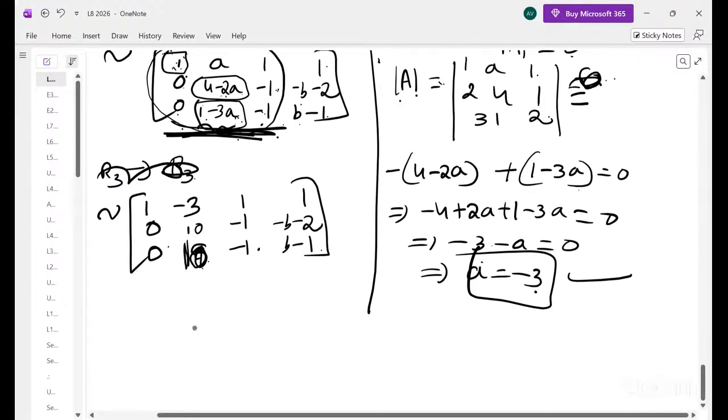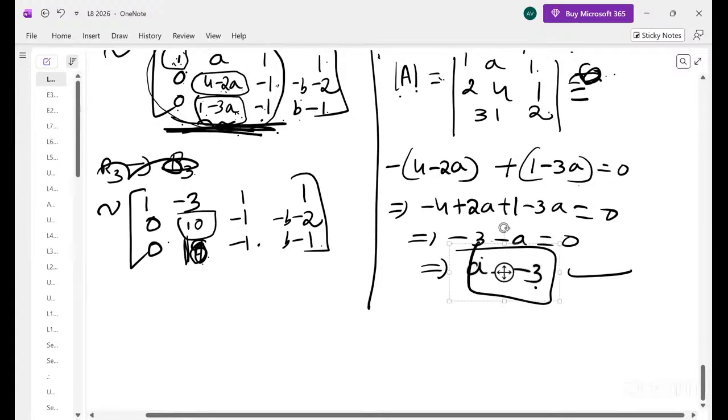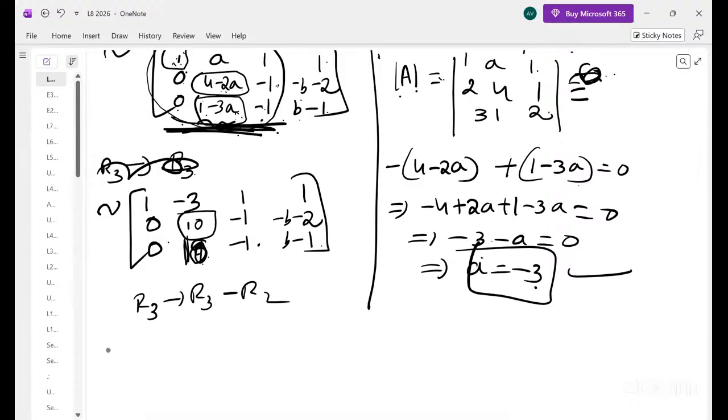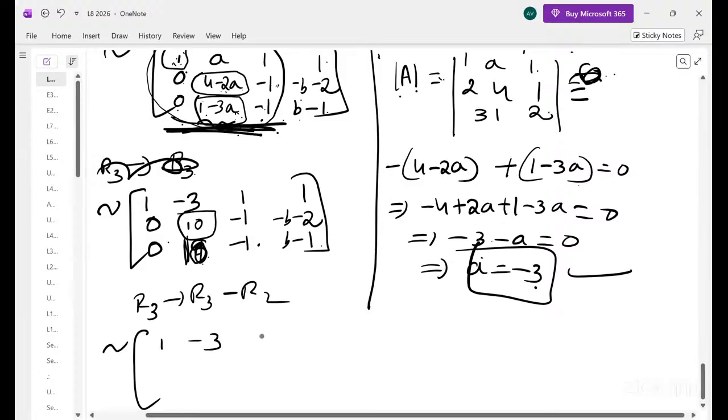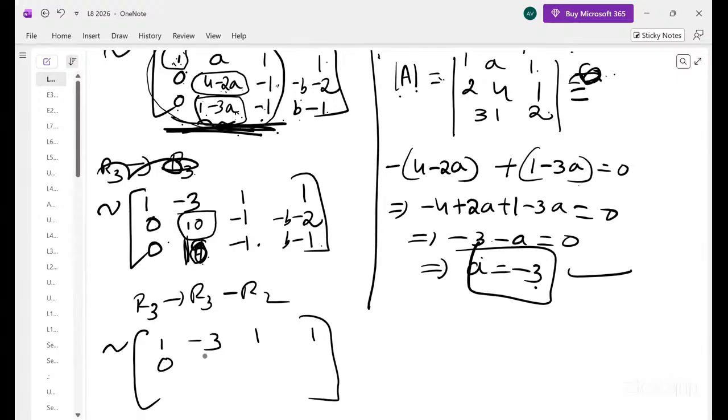So now, this is the leader. Below that, we have to make 0. Easy to make 0. So, our problem got simplified after finding the A value. If you find the rank for this directly, it becomes very, very complicated. So, be smart. 0, 0, 0. Subtract. B minus 1, minus into minus is plus, so it will become 2B plus 1. R3 minus R2: B plus B, 2B minus 1 plus 2.